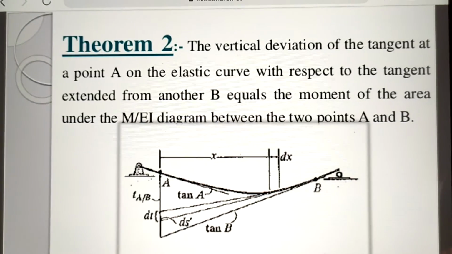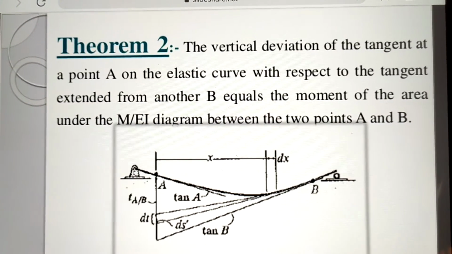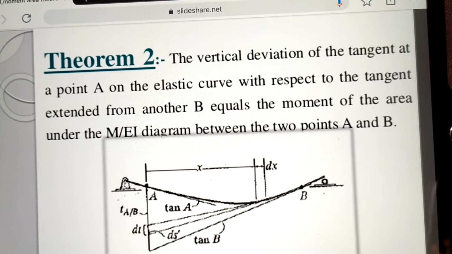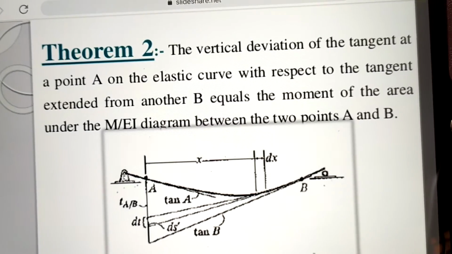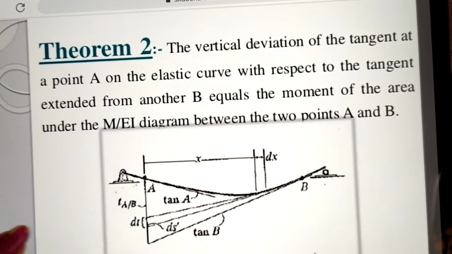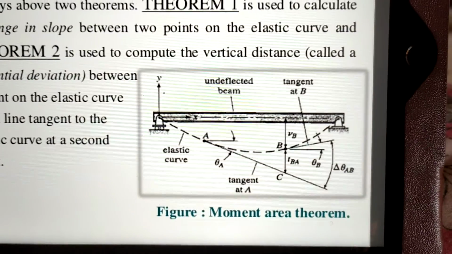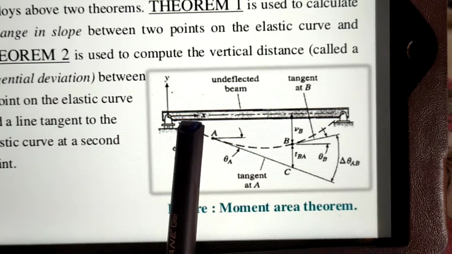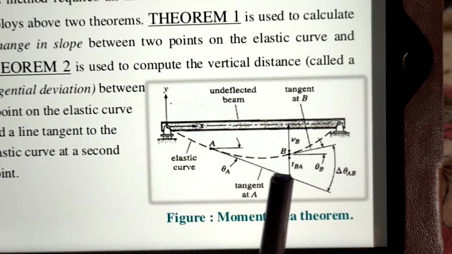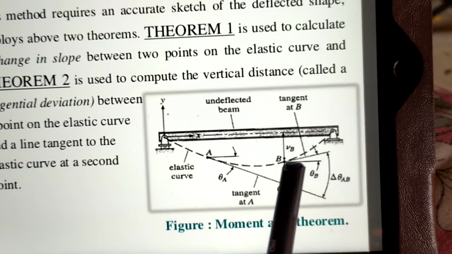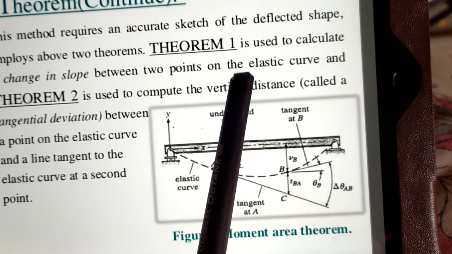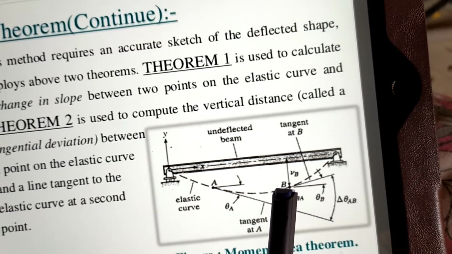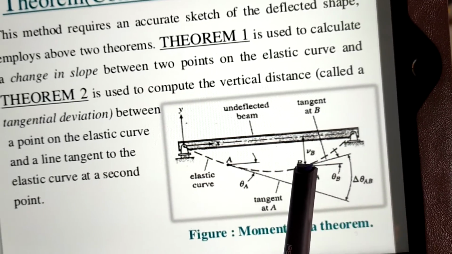Next, theorem 2. The vertical deviation of the tangent at point A on the elastic curve with respect to the tangent extended from another point B is equal to the moment of the area under the M upon EI diagram between these 2 points A and B. For moment area theorem 2, see a figure like this. Here point A gives tangent A. Here the deflection curve or elastic curve is due to bending.